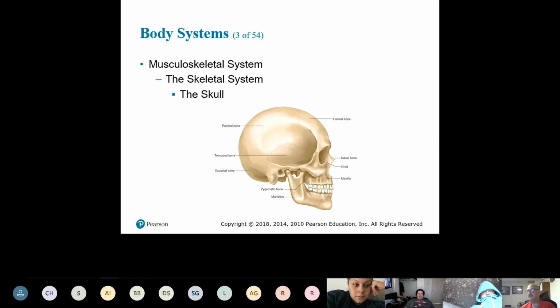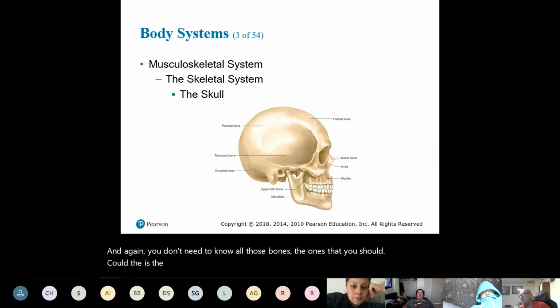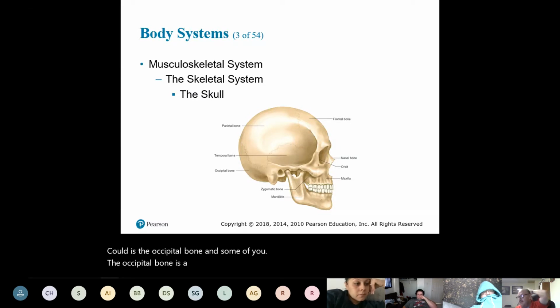All right. So there's the skull. You see there's different bones. And again, you don't need to know all those bones. The ones that you should could be is the occipital bone, and some of them you already know. The occipital bone is a bone in the back of your head. Then you have the frontal bone, which is your frente, your forehead, frontal bone.